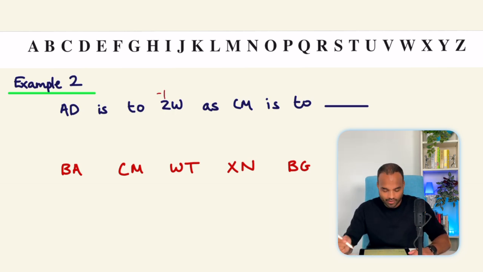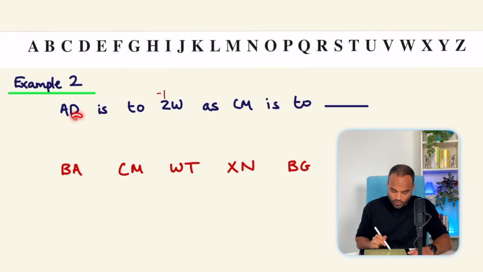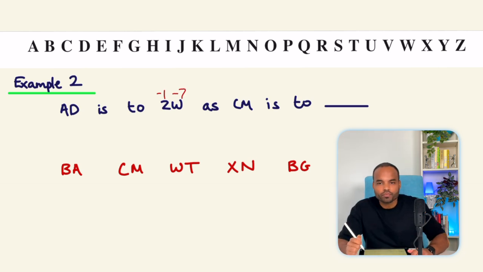How is D related to W? Okay, so let's find D. D is over here, W is over here, so let's check. I can go back 1, 2, 3, 4, 5, 6, 7 spaces. So let me write a -7 over there. Seems like a little bit of a strange pattern, not an obvious pattern.